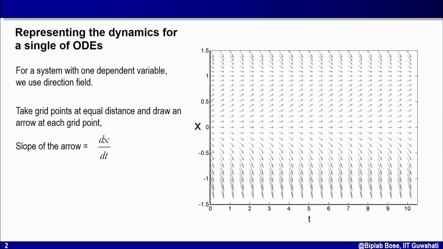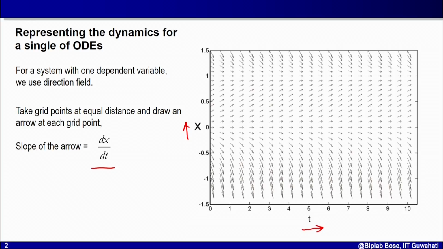Here I have only one ODE, representing the rate of change of x with respect to time. In a direction field, I plot time on the horizontal axis and the dependent variable x on the vertical axis. Then I divide this whole x versus t plane into equidistant grid points, and at each grid point I draw an arrow whose slope is equal to dx/dt. You can calculate dx/dt at each of these points based on the values of t and x and the ODE given to you.